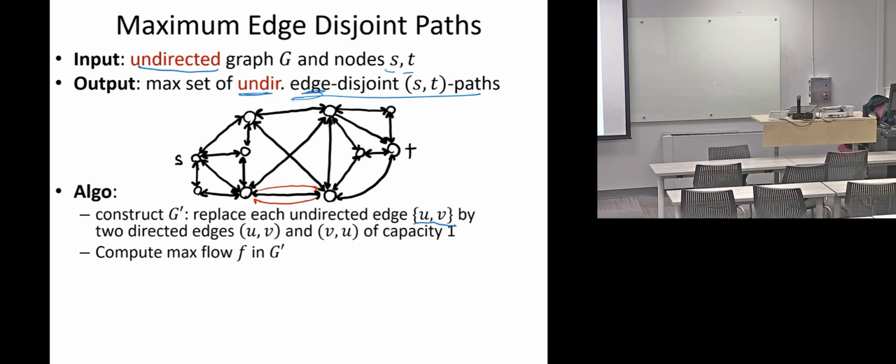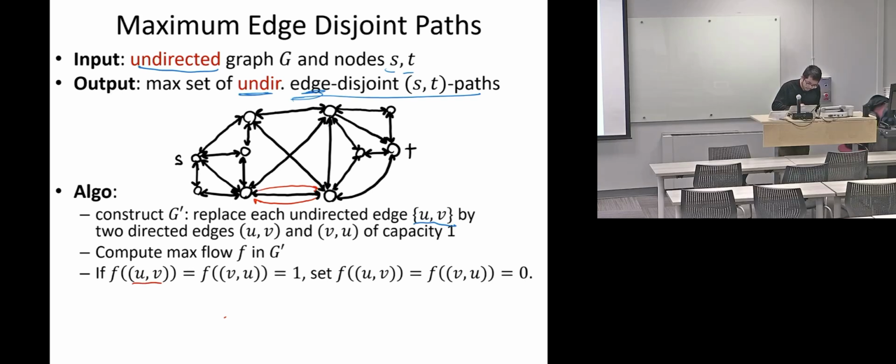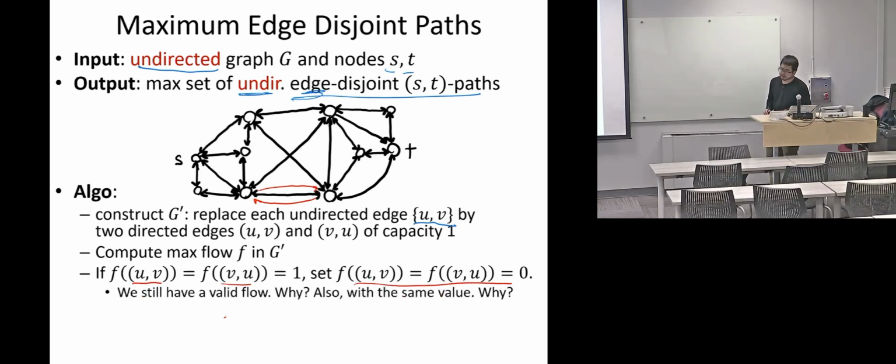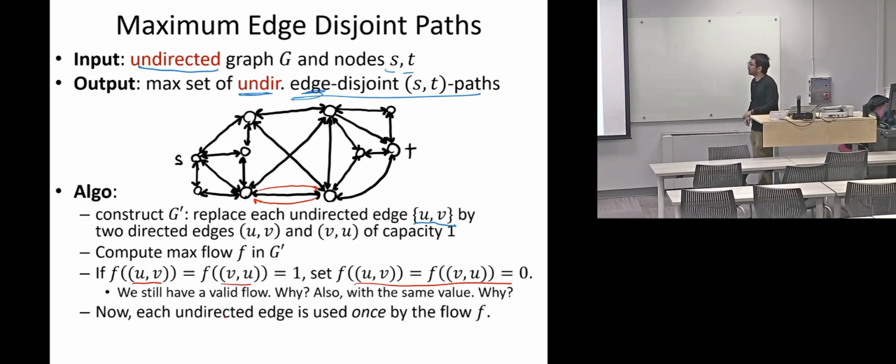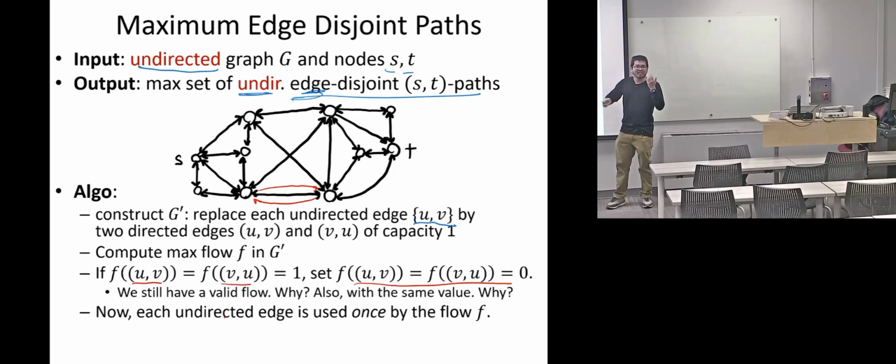So if the flow uses the edge in both directions, you can just set both of them to be 0. It's still a valid flow with the same value. But once you do this, it means what? It means that every undirected edge, if you look back in your undirected graph, will be used at most once now. It's either used in one direction or the other direction.